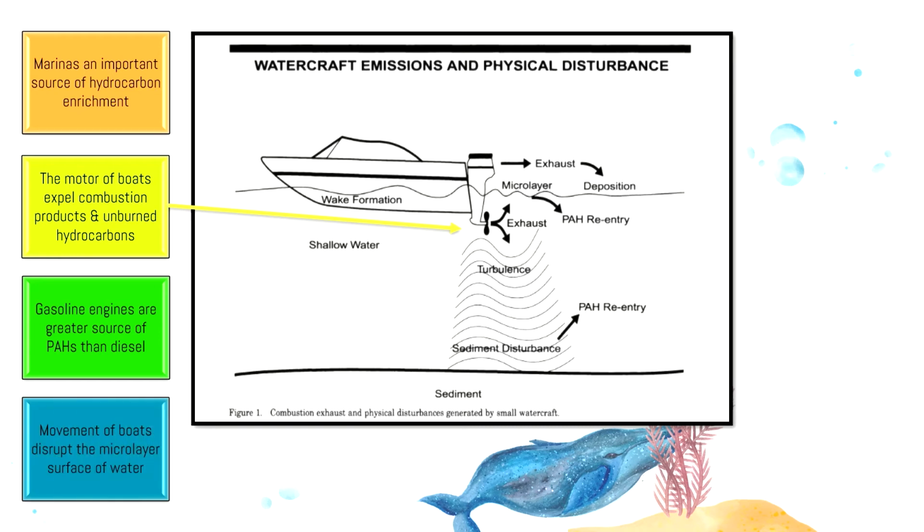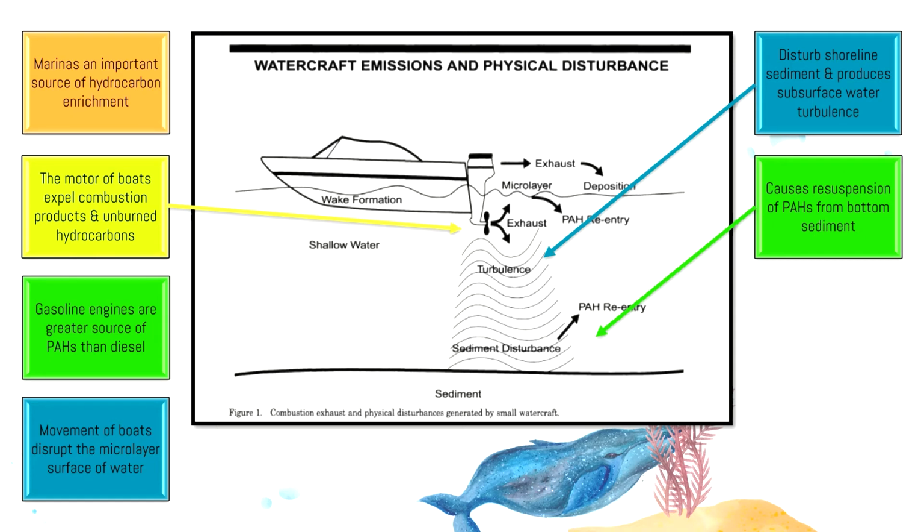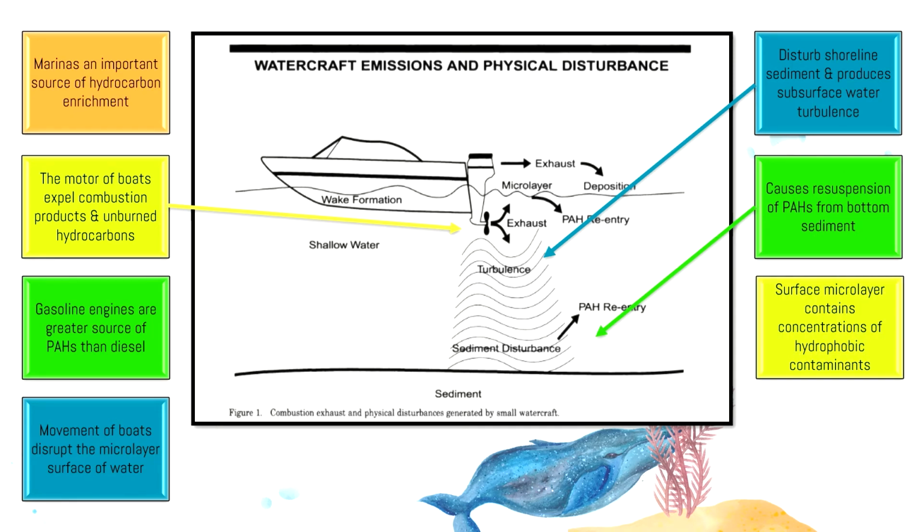The figure shows the movement of boats through water, which disrupts the surface microlayer of water, generates surface wakes that disturb shoreline sediments, and produces subsurface water turbulence that can cause resuspension of PAH from bottom sediment. The surface microlayer of water often contains concentrations of hydrophobic contaminants that are higher than those of the underlying water column. PAH concentrate in this microlayer. For example, concentrations of PAH were found to be 18 times higher in the microlayer than in the water column in coastal waters of South Carolina.